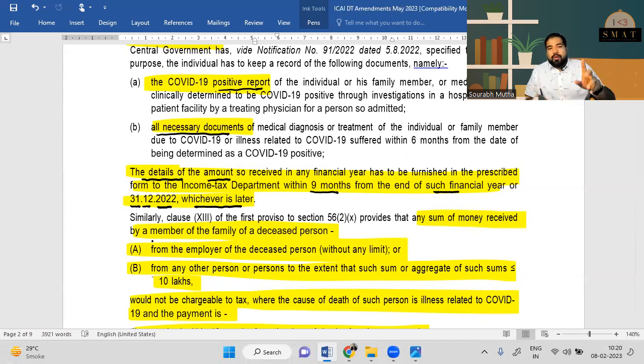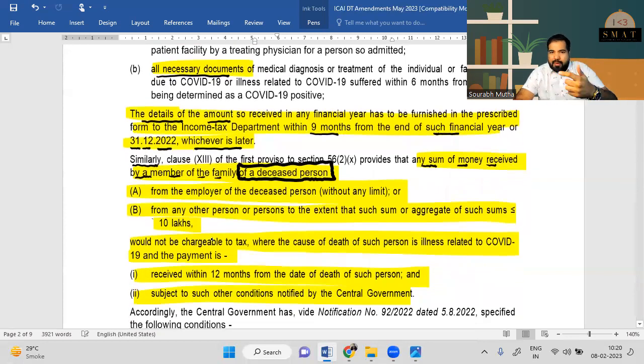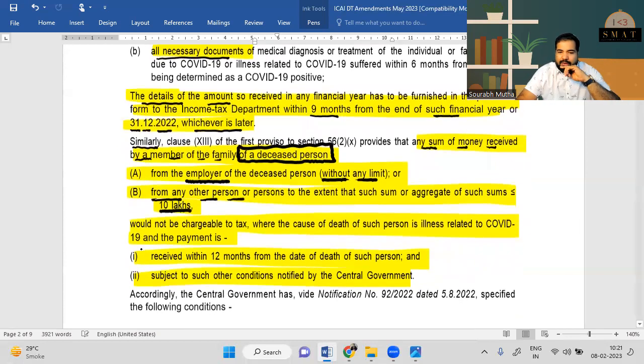So this is not when you're ill, this is when you unfortunately lost a family member due to COVID. Guys, similarly, it provides that any sum of money received by a member of the family of a deceased person. So this is basically for the deceased. So in the exam, if they say that some member of a person's family has been deceased and they received some money from that person's employer, then without any limit, and from any other person up to 10 lakhs aggregate, in that case, this will not be subject to any tax. Is this more than 50,000? Yes. Is it more than the limit? Yes. But still, so the first part was to do with treatment. This is to do with, unfortunately, someone's death.